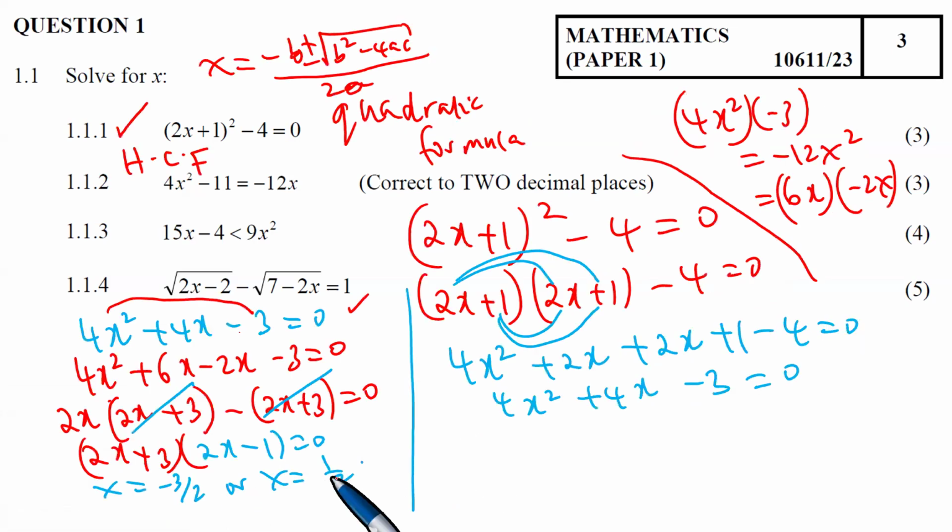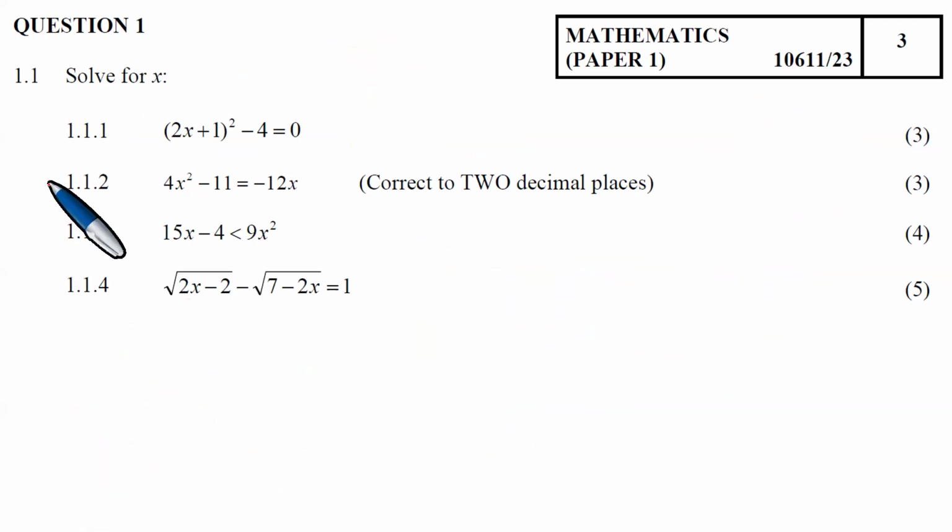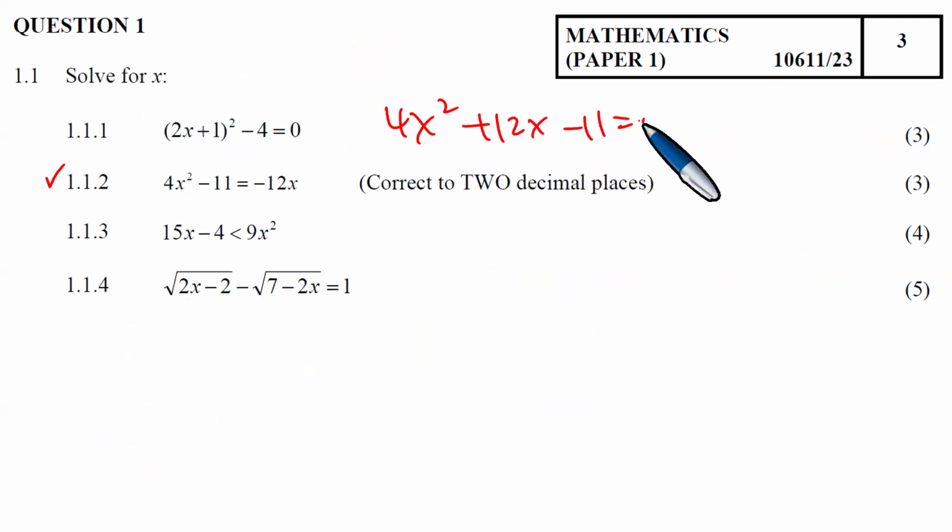And here we also got 1/2 or minus 3 over 2. So in other words, both methods work correctly. So now we look at the next question. We need to solve 4x squared plus 12x minus 11 equals 0.